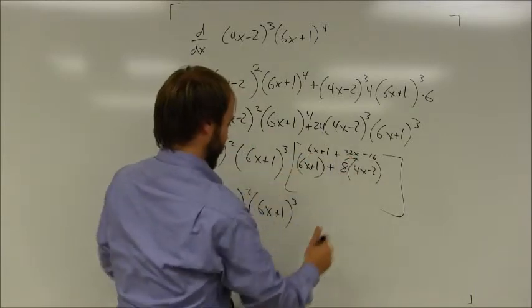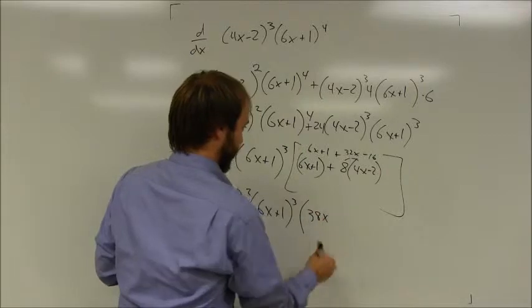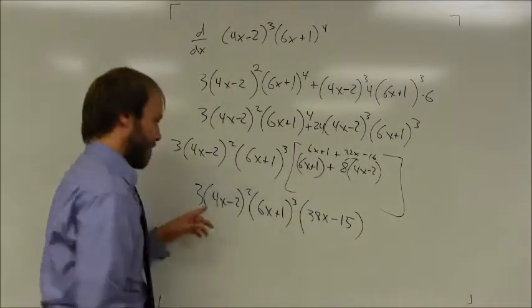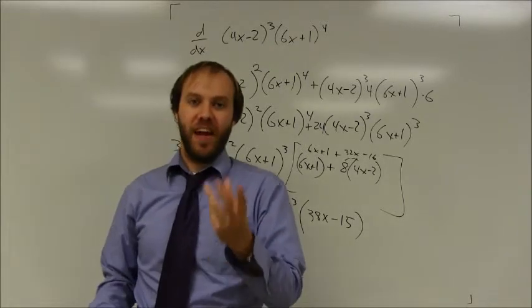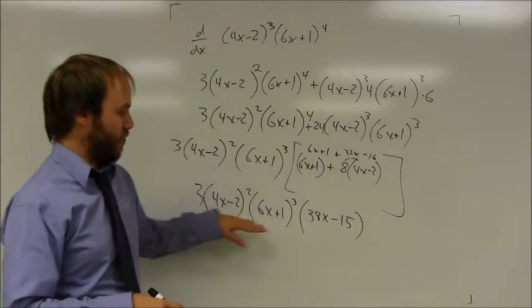So 6 and 32 add up to 38x. 1 and negative 16 add up to be minus 15. And by the way, one of the reasons that factoring can be useful if you're on a no calculator part of the AP exam, this is a derivative here.